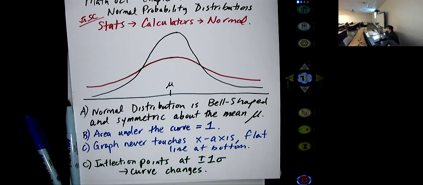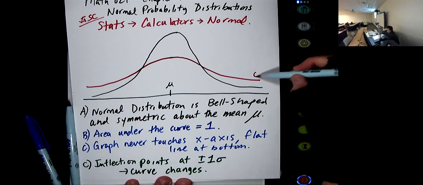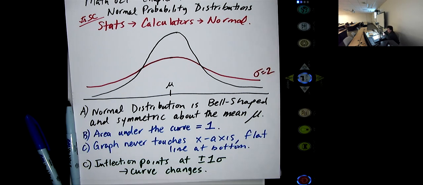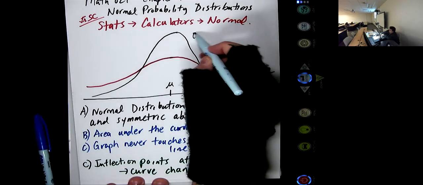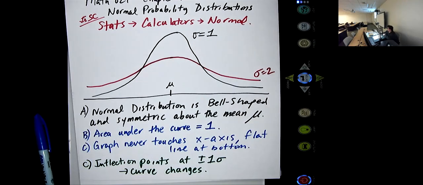The larger the standard deviation, the flatter the graph is. Let's say this red one has a standard deviation of 2. And we could say this black line has a standard deviation of 1. So the larger the standard deviation gets, the flatter that hill gets.